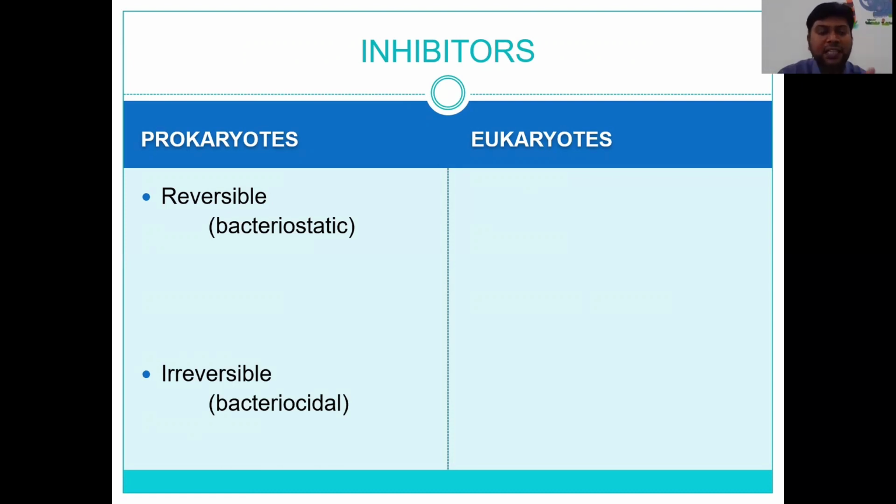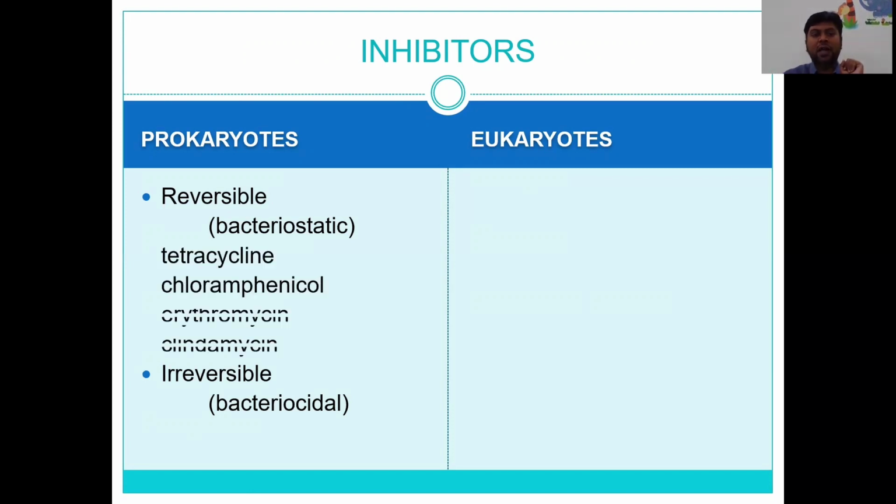First, the major examples of reversible bacteriostatic inhibitors of prokaryotes are tetracycline, chloramphenicol, erythromycin and clindamycin. These four reversible inhibitors mainly inhibit the elongation phase of the translation process, which has three steps. The first step is binding of amino acyl tRNA. That will be inhibited by the drug tetracycline in prokaryotes, whereas in eukaryotes, the same step will be inhibited by a chemical called puromycin. Next, the second step, peptide bond formation, will be inhibited by the drug chloramphenicol.